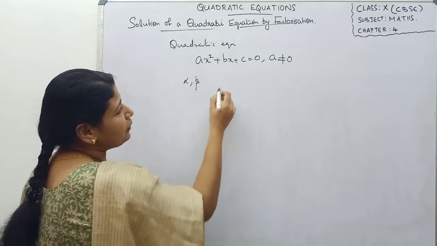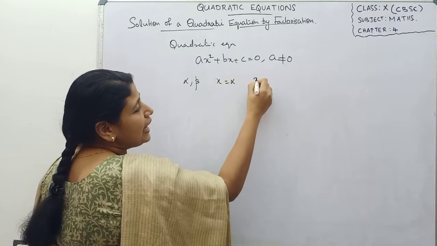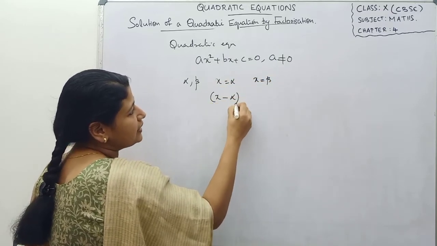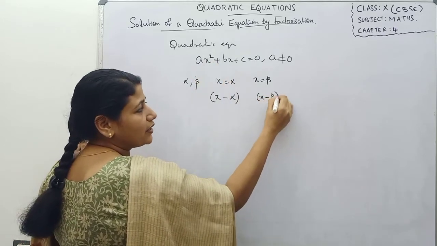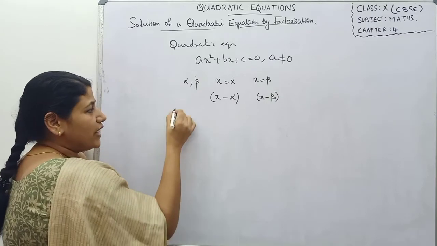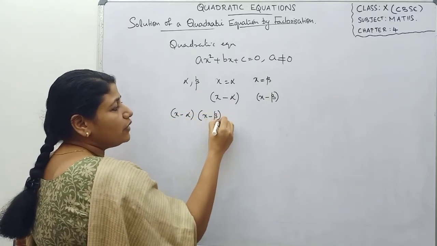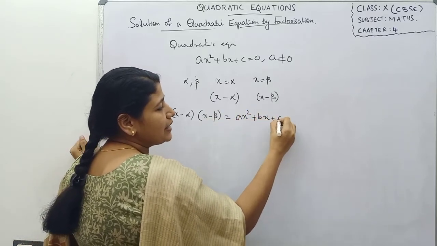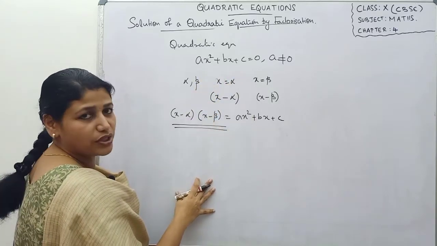then you know that if alpha is the root of this equation, that means x equal to alpha and x equal to beta, then x minus alpha is a factor of this equation and x minus beta is a factor of this equation. Or we can write x minus alpha into x minus beta will give you ax square plus bx plus c. That means the product of the two factors will give you the given quadratic equation.